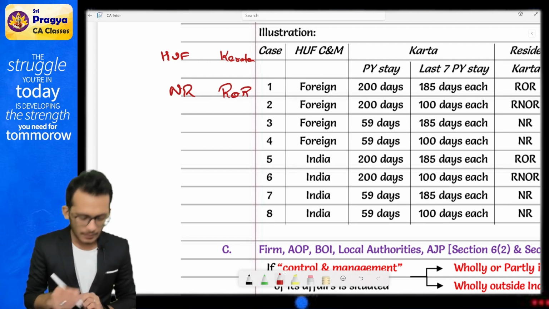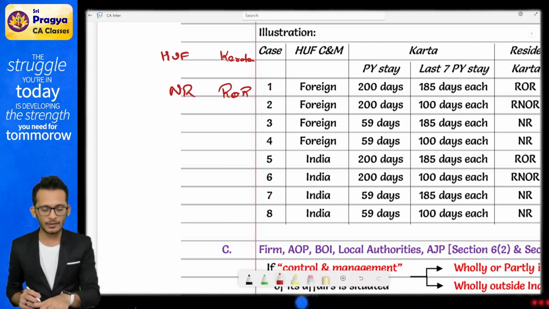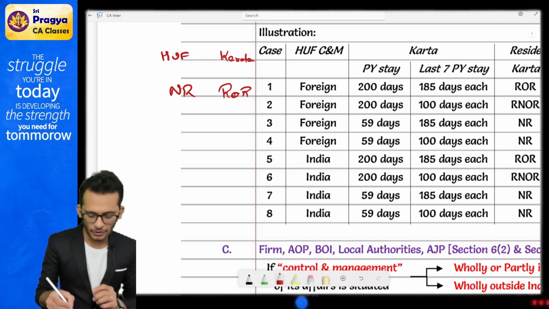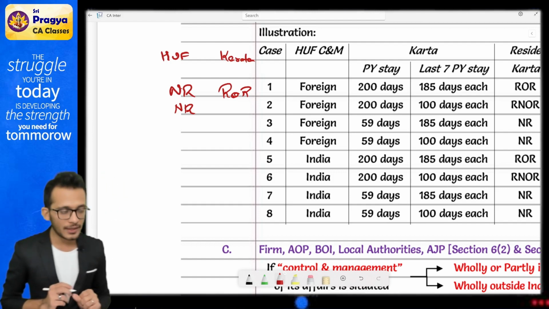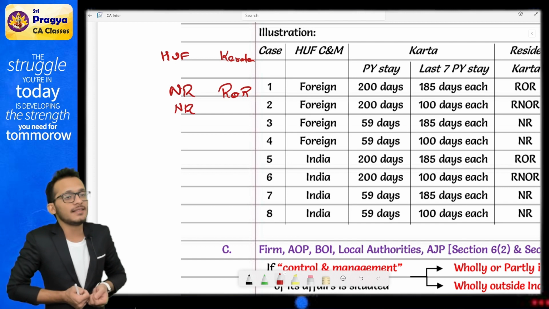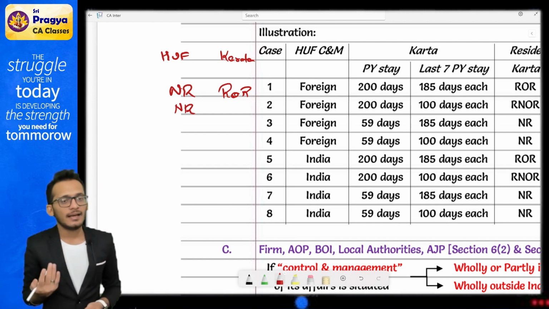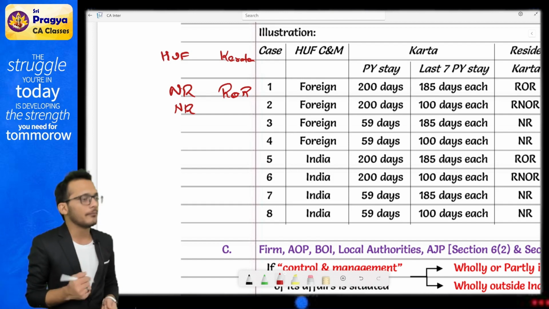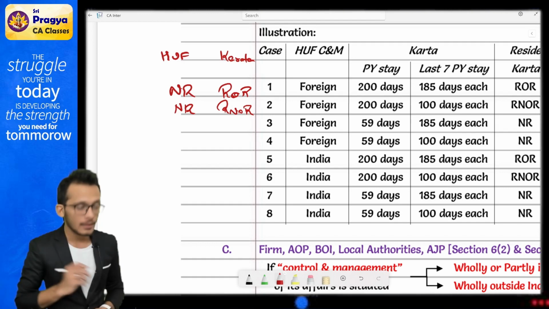Did you notice? HUF has become non-resident, but Karta is ROR. Come to the next scenario. I am saying HUF is foreign, which means HUF will become NR. Karta is 200 days in the current year, which means Karta is resident. But in the last 7 years he has been there for only 100 days, which means 700 days, less than 730 days, which means Karta has become possible, not possible? Possible. Can we go forward?